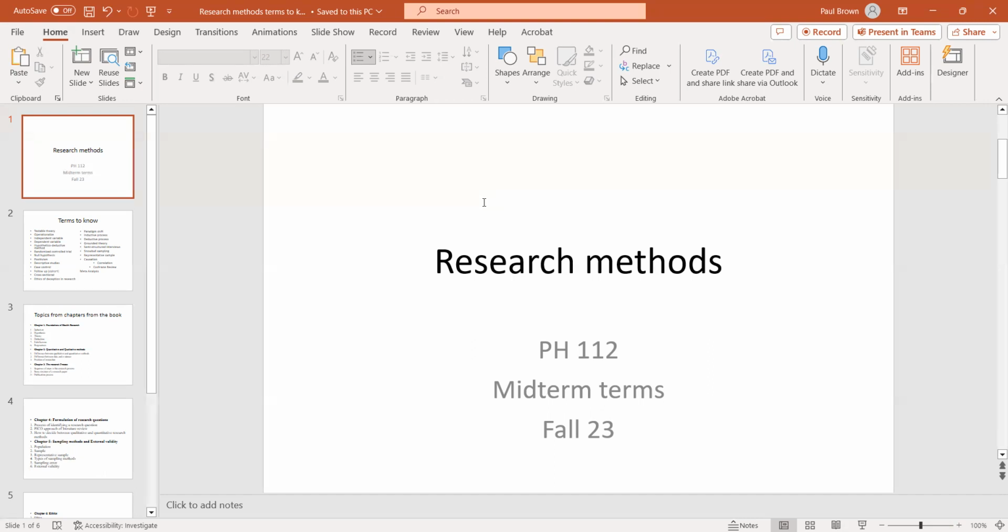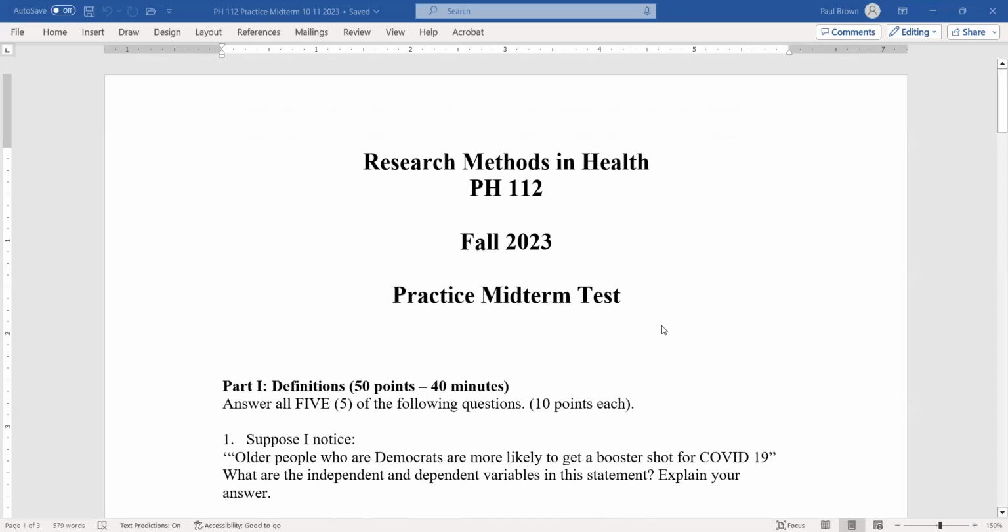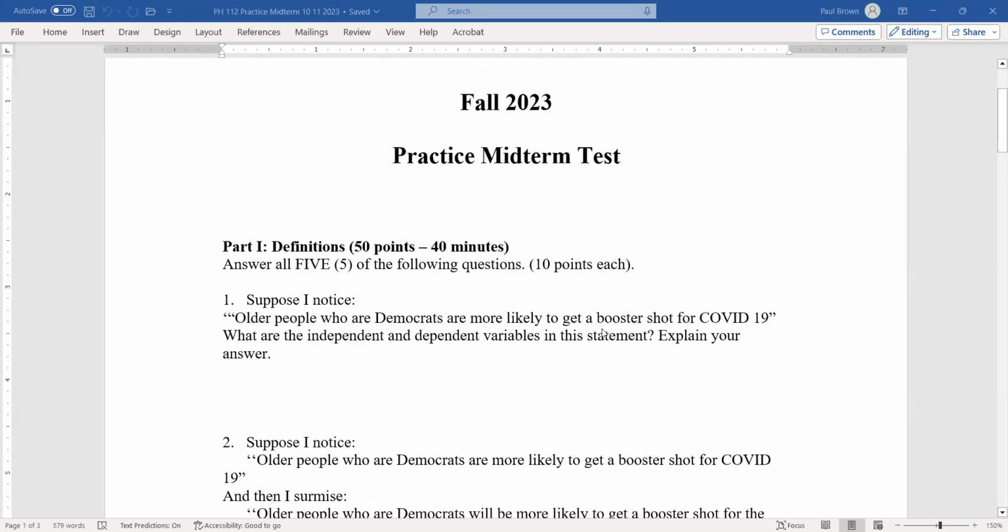Okay, shall we do the practice test? Okay. So this is the type of questions I'll ask you in the first part of the exam. Older people who are Democrats are more likely to get a booster shot for COVID-19. What are the independent and dependent variables in this statement?